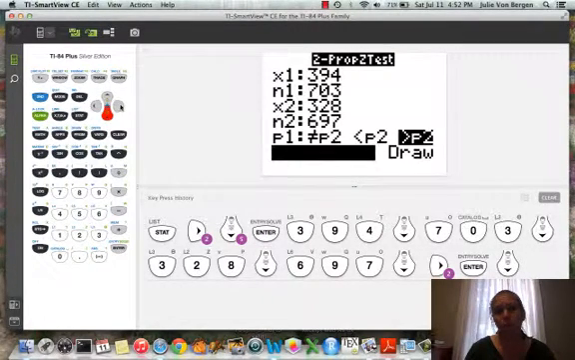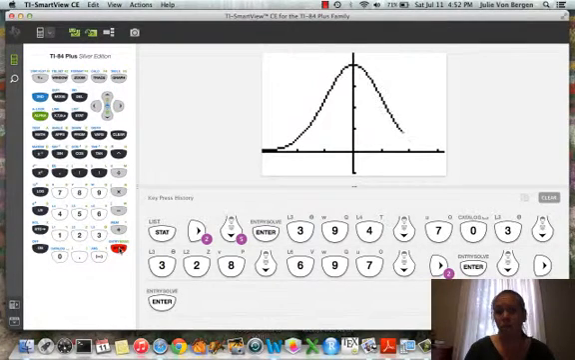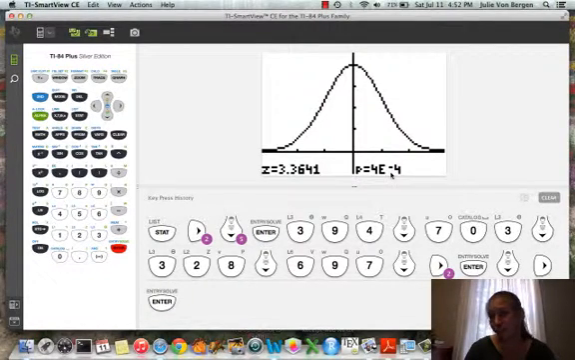When we scroll down, we have a choice between calculate and draw. If we choose draw, we get a picture of the normal distribution, and then our z-score is shaded. It's really far out here, so you can't quite see the shading. And it's telling us our p-value is 4e negative 4. So our p-value is not just 4. The e negative 4 tells us in scientific notation that this is 0.0004. So the e negative 4 tells us move the decimal point 4 places to the left.